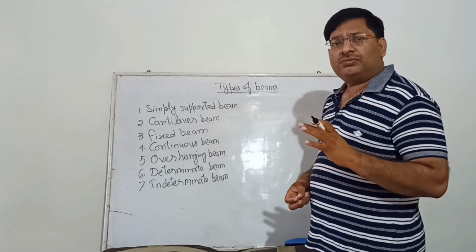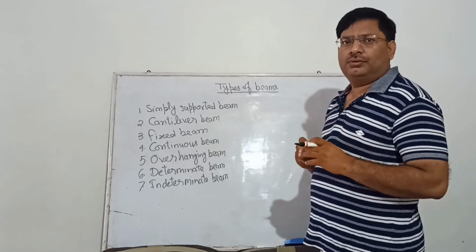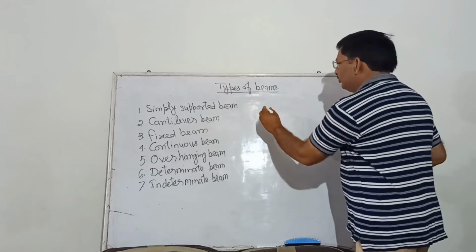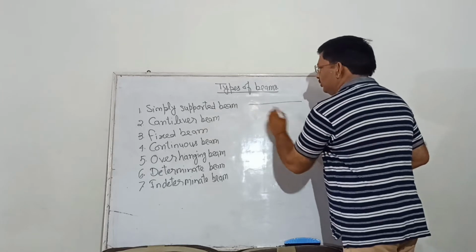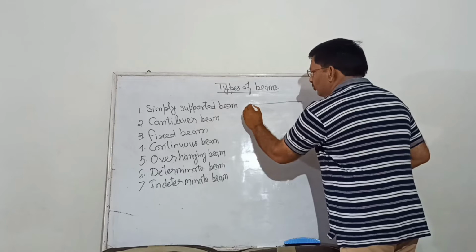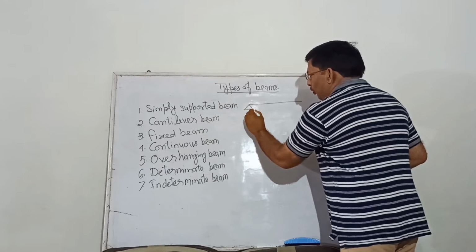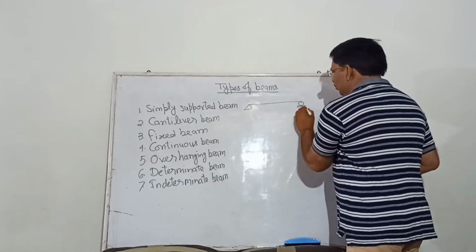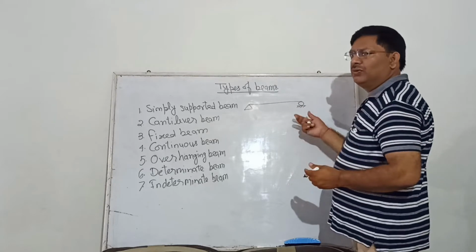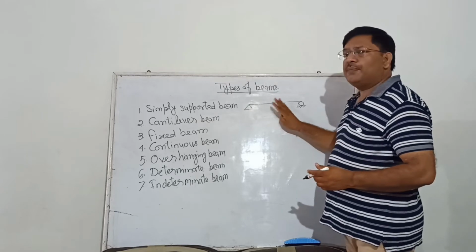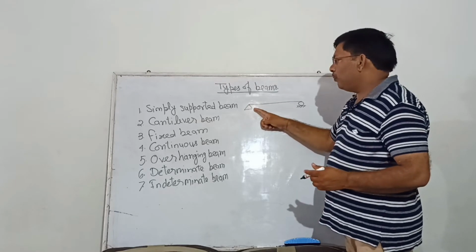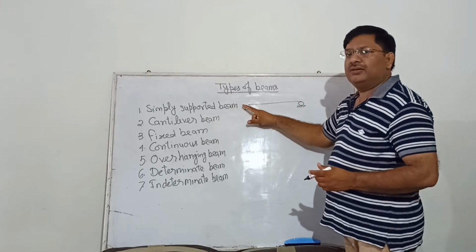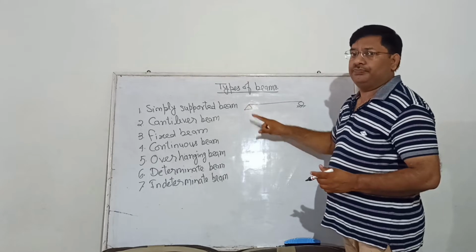A beam which is supported at the end points is known as a simply supported beam. Now let's see the diagram. This is the beam. The supports are here at the end points. Supports may be different: one may be a simple support, one a roller support, and one may be a hinge support. So this type of beam in which the supports are at the end points of the beam is known as a simply supported beam.